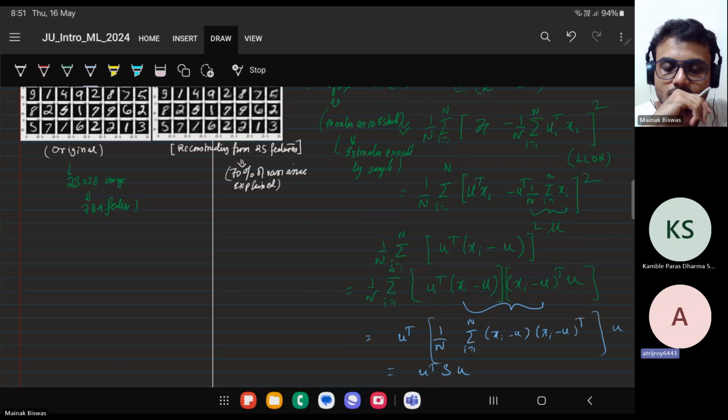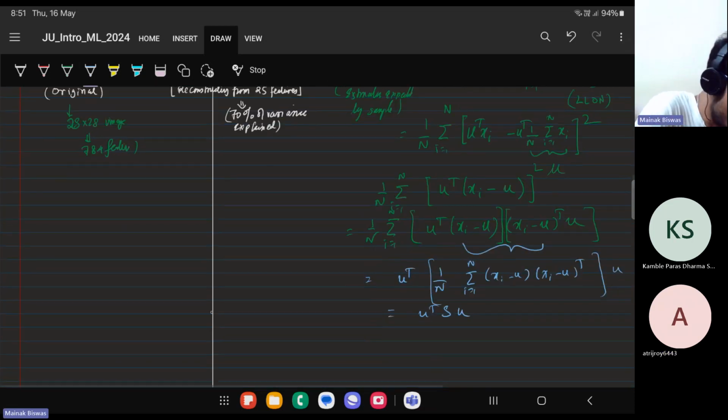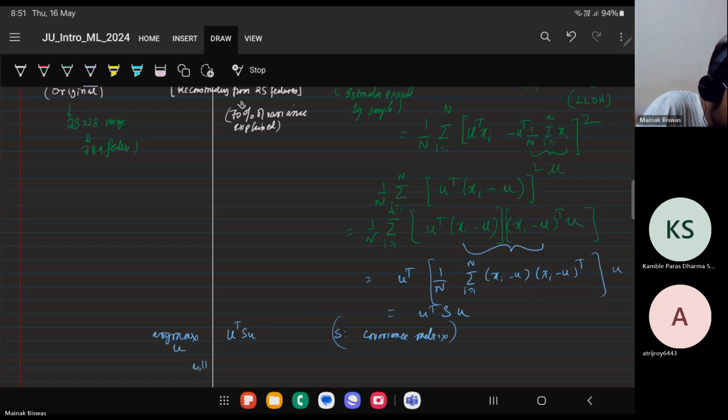Okay, understood. So this also gives me argmax of u transpose S u. I'll just write this small here. The objective function is u transpose S u, where S is the covariance matrix, arg max over u. Now see, we have used linear algebra and probability. Now we'll use calculus, multivariate calculus.